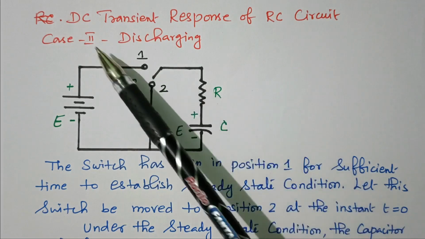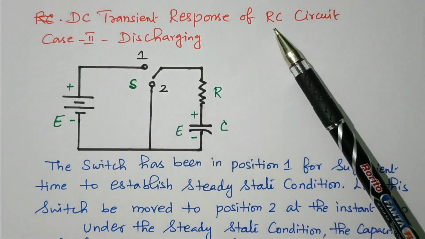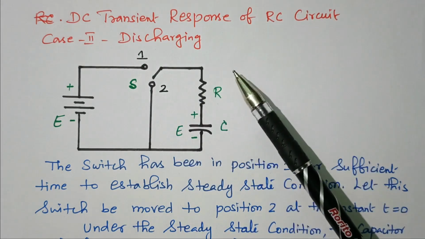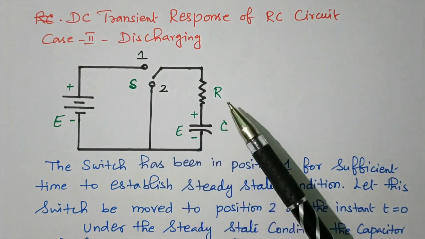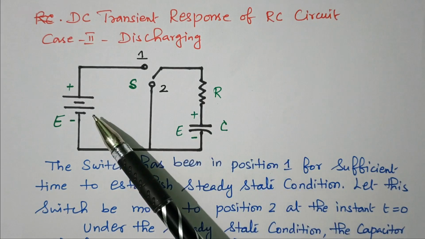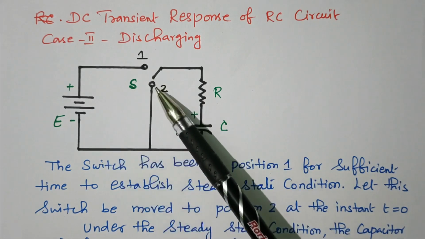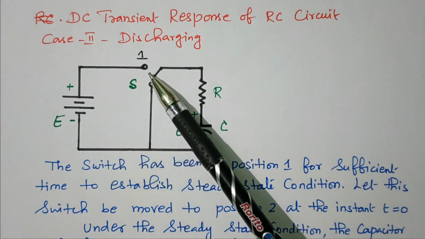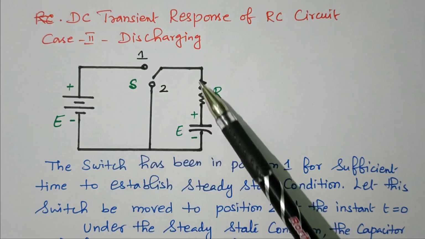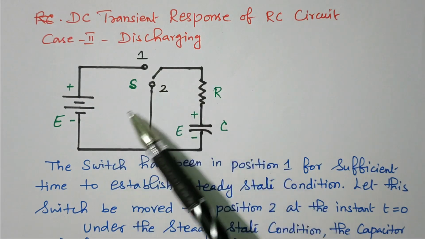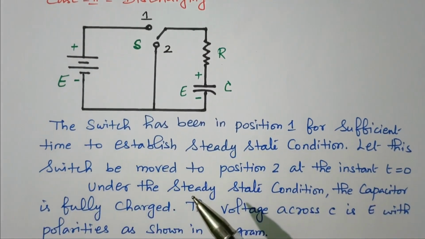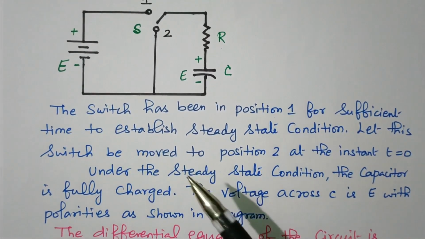Now we'll go to the topic DC transient response of resistance and capacitance connected in series. Case 2, discharging. Charging, case 1 available in separate video. Now this resistor and capacitor is connected in series, energized by the DC source E. There are two positions available. The switch S is there, position 1 and position 2. If it is connected in position 1, DC voltage is applied. If it is connected to position 2, DC source is disconnected. Right. Now we'll see what will happen during position 1 and position 2.